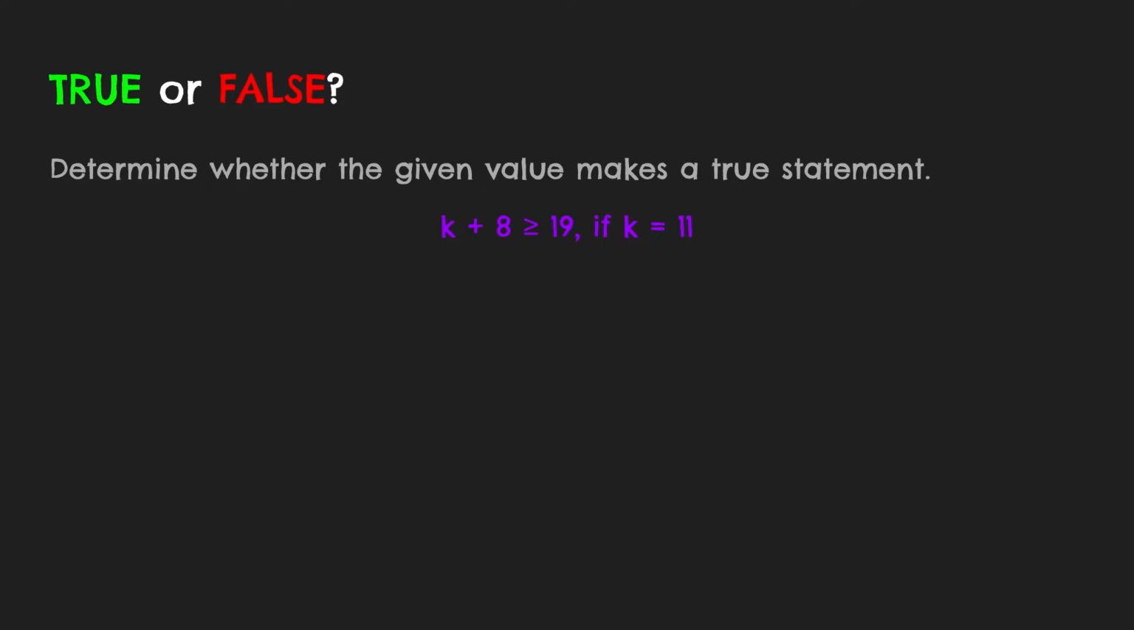Determine whether the given value makes a true statement. All right, so again, we're going to take that 11 and put it over here. 11 plus 8 is greater than or equal to 19. So if we take 11 plus 8, we get 19. We say 19 is greater than or equal to 19. Well, it's not greater than, but since they put that equal to, we would say yes, that is a true statement. It is greater than or equal to 19.